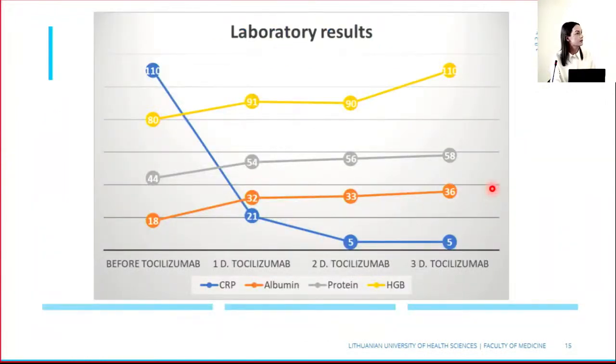This is how it looked in laboratory tests. So before tocilizumab, the patient's CRP level was 110, and after we started the immunotherapy, it decreased to the normal level. Also, albumin level increased from 80 to 36. Protein level from 44 to 58, and hemoglobin from 18 to 110.